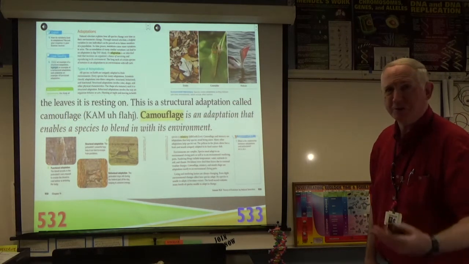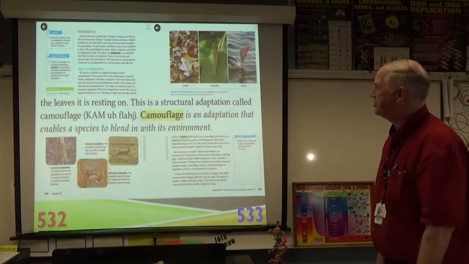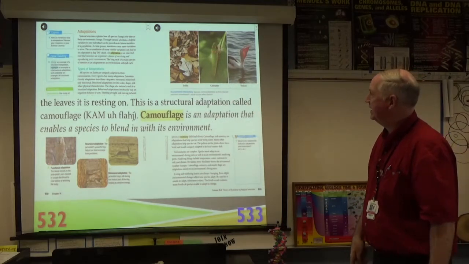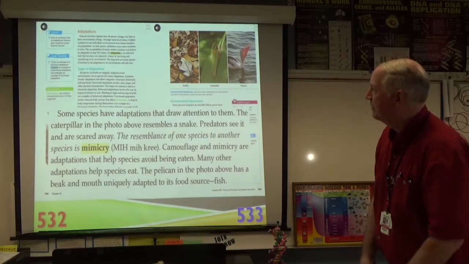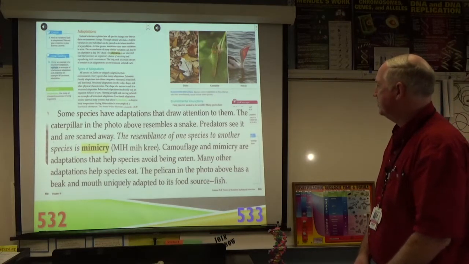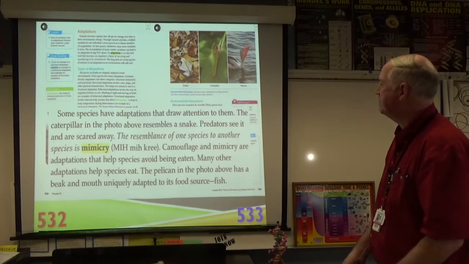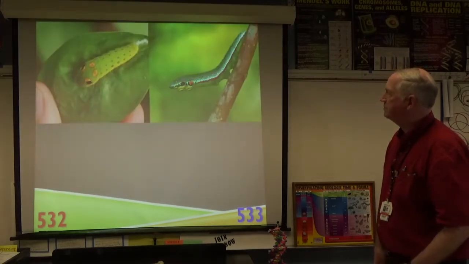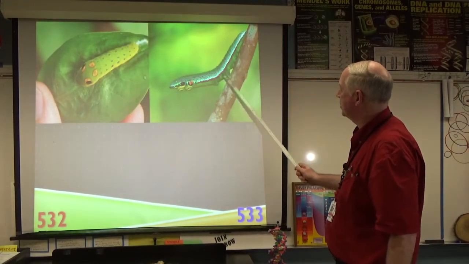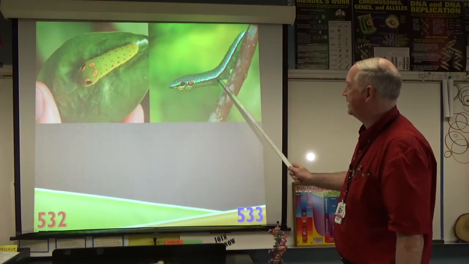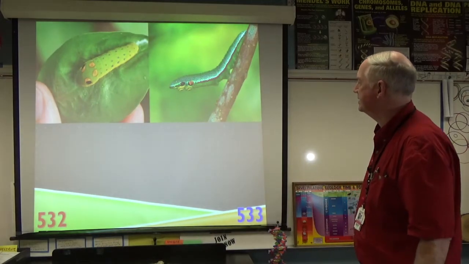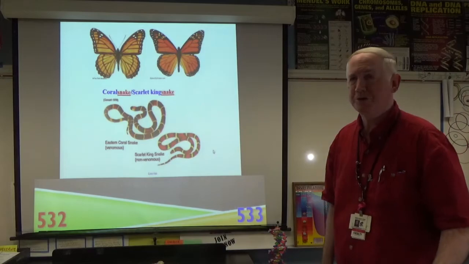Okay, camouflage, which we've just taken a look at, is an adaptation that enables a species to blend in with its environment. And we saw that clearly there. Mimicry is another really neat adaptation. The resemblance of one species to another species is mimicry. And I should have some good examples here. This is more of camouflage, and this little guy's trying to look like a snake instead of like a caterpillar. Some predators would be less likely to tangle with a snake than a caterpillar, although some caterpillars are pretty ferocious.